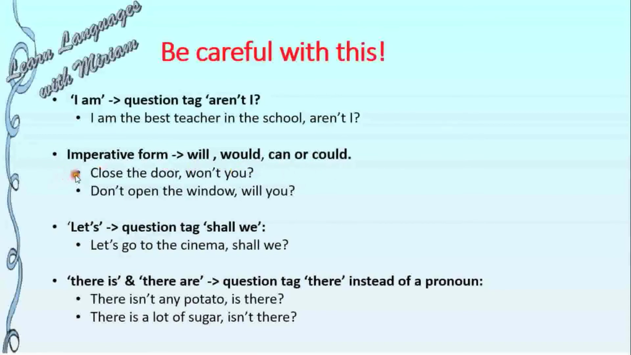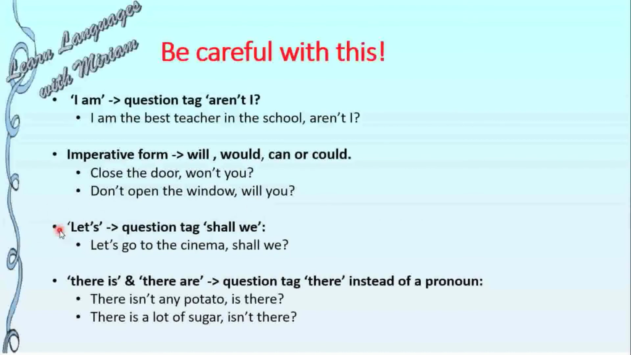Examples: close the door, won't you? Here we have the imperative, close the door, and then we can use won't you. We can use will in negative. Don't open the window, will you? Here we have the imperative, don't open the window, and here we use will.